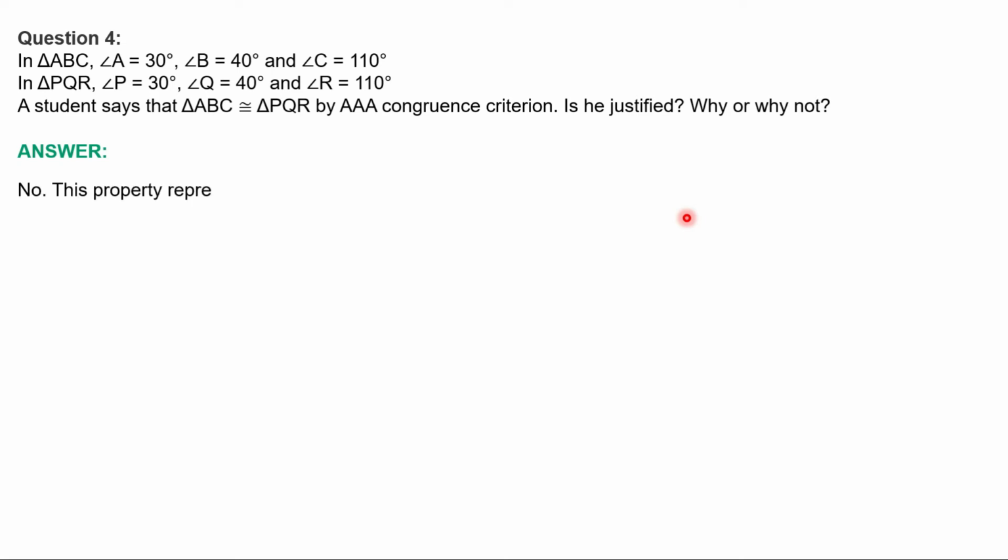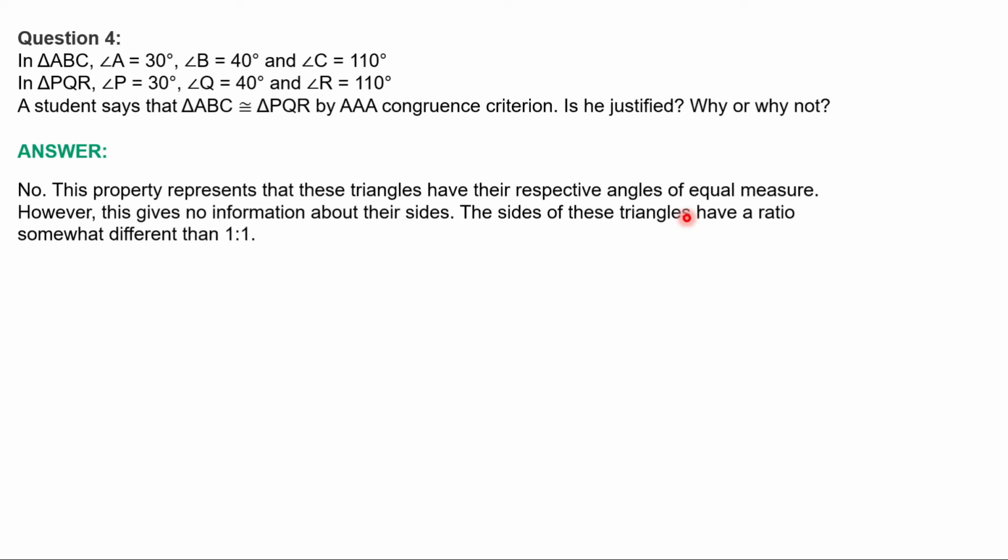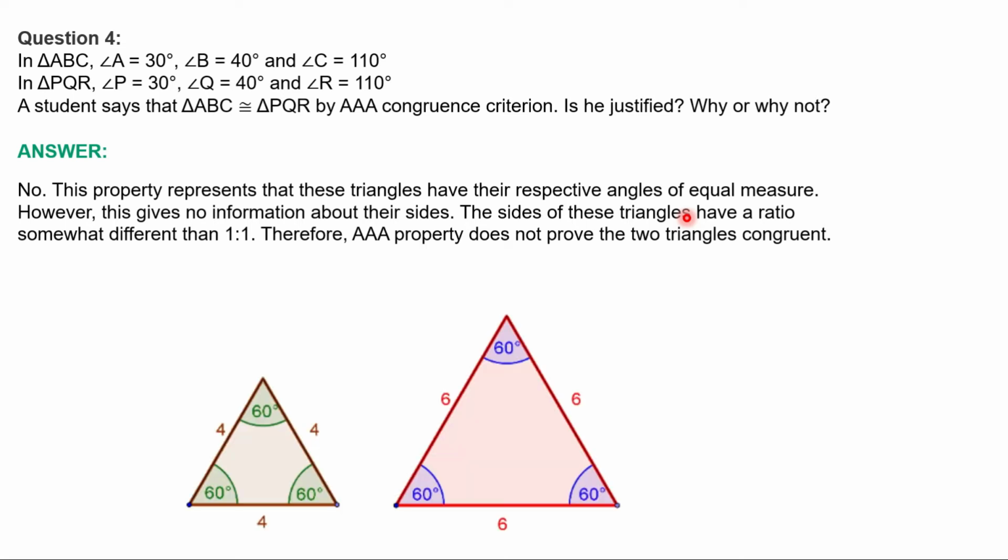No, this property represents that these triangles have their respective angles of equal measure. However, this gives no information about their sides. The sides of these triangles have a ratio somewhat different than 1:1. Therefore, this property does not make the two triangles congruent. And this example I gave you in the notes part.